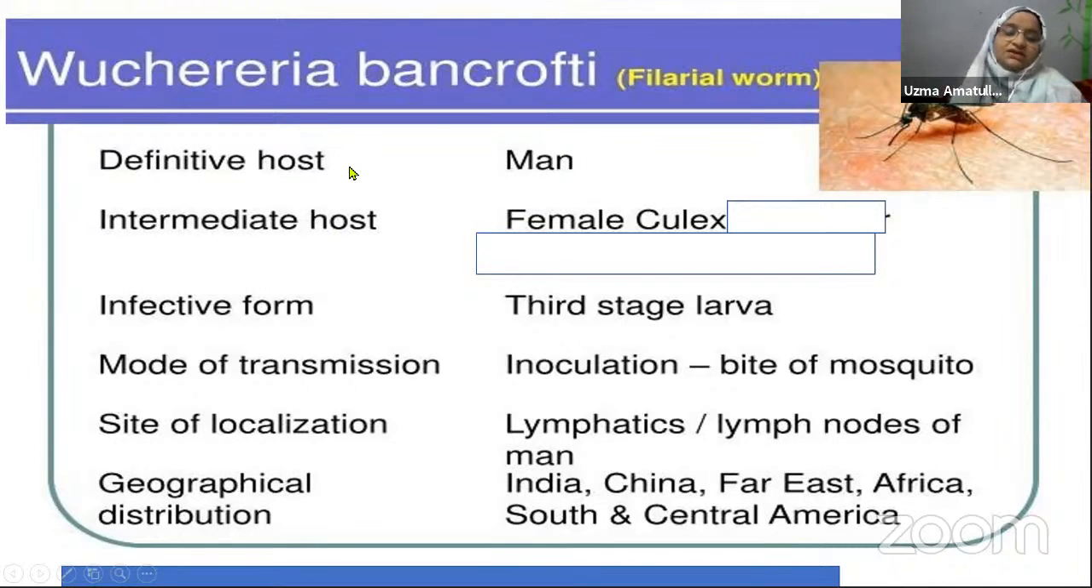So how many hosts does this parasite have? A primary host and a secondary host. So it is a digenetic parasite, and it completes its life cycle in 2 hosts. Now, which form of this parasite infects humans? That is the 3rd stage larva. The 3rd stage larva infects man.